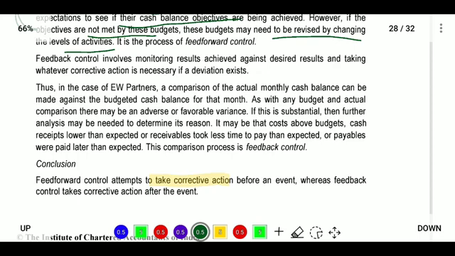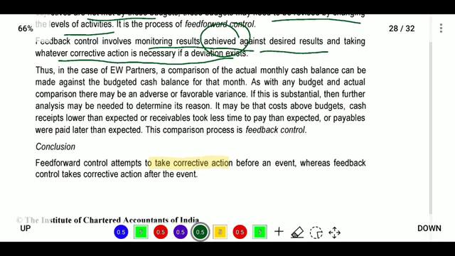Next, feedback control involves monitoring the results already achieved against the desired results and taking whatever corrective action is necessary if deviations exist. Here the events have actually taken place. So after the events have taken place, we will take corrective action if the desired results are not achieved, based on our detailed results.